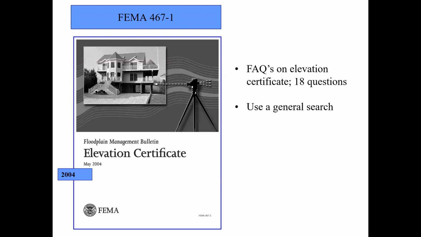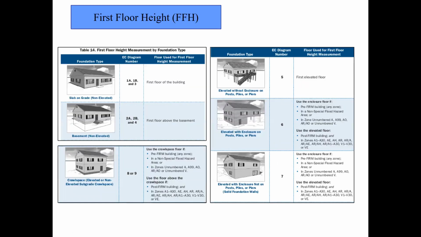Okay, and then FEMA also has this bulletin, FEMA 467-1. It's 18 different frequently asked questions on elevation certificates. So that's useful. I could send this to you, or you could do a general search for it. And then we used to have the insurance agent's lowest floor guide on this page, but that's not really accurate anymore. Like I said, we're using first floor height, and that's the lowest floor that's above the adjacent grade.